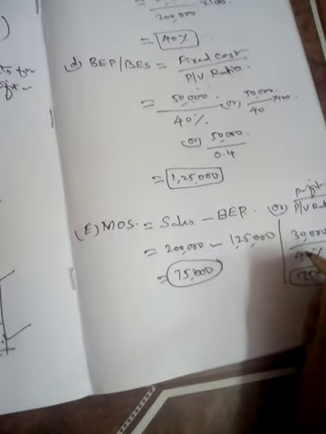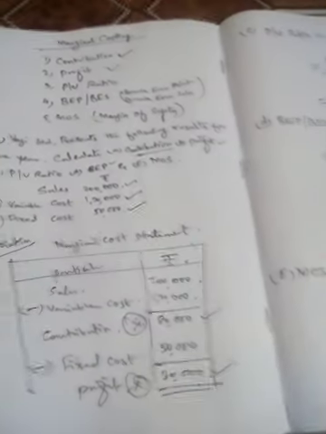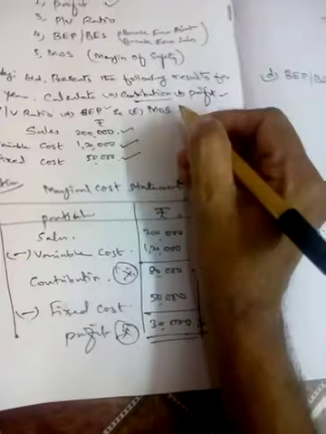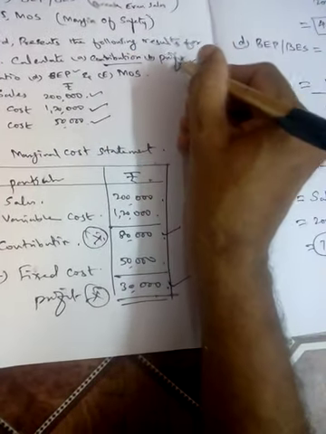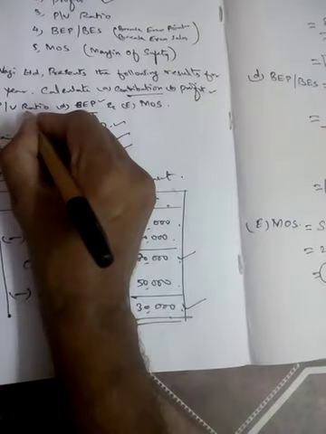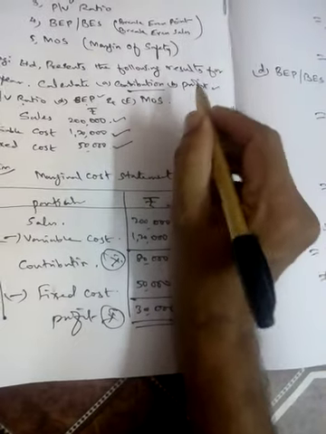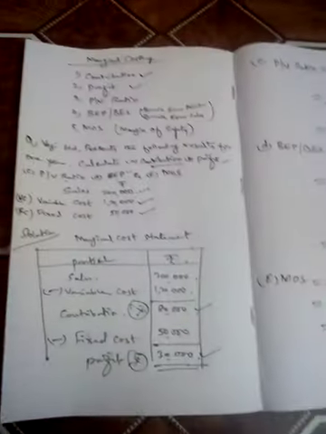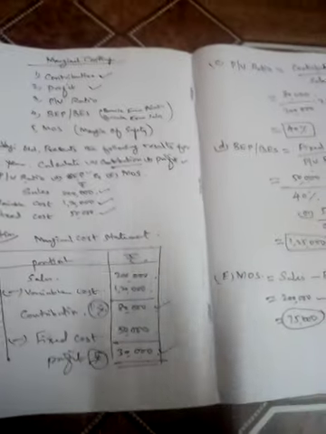So here all the things we have found out. First we found contribution, profit, then profit volume ratio, break even point and margin of safety. So here we complete this, we solve this problem. I hope you understand the problem.